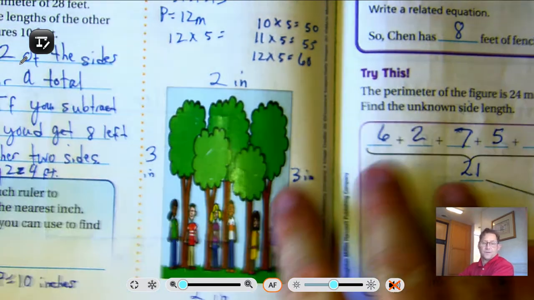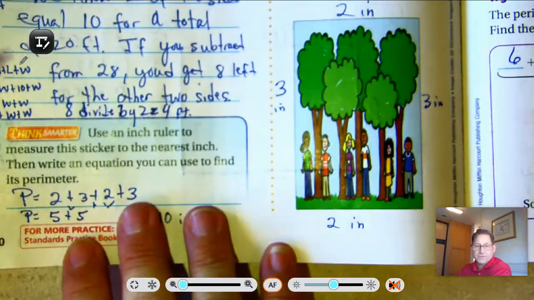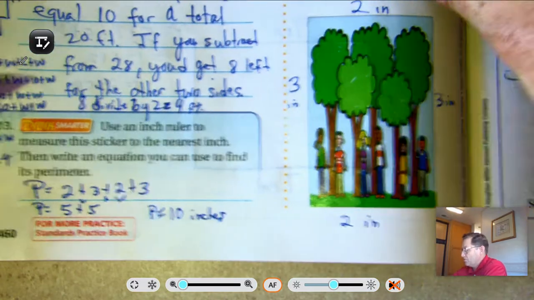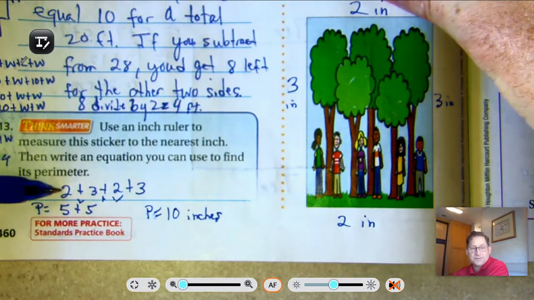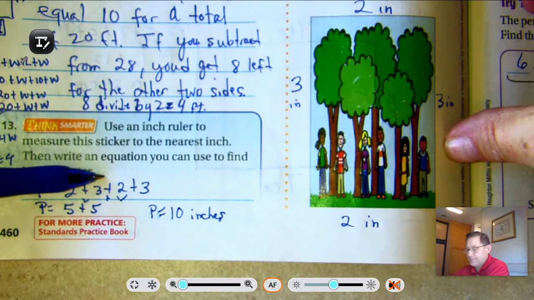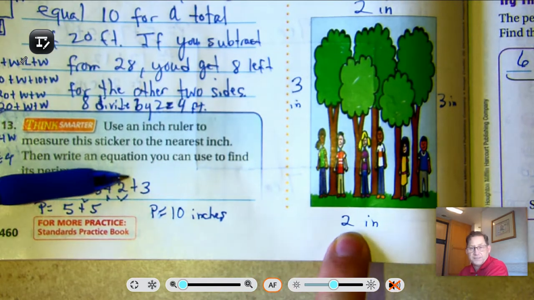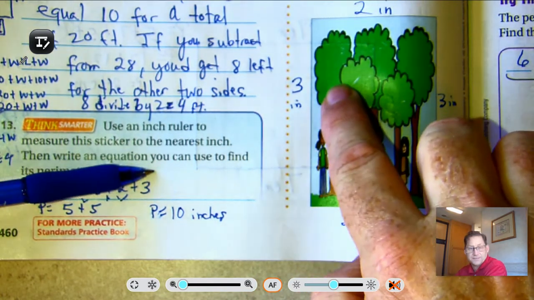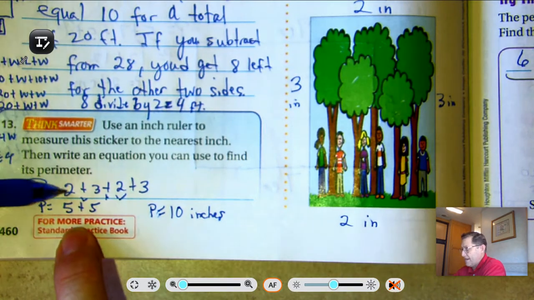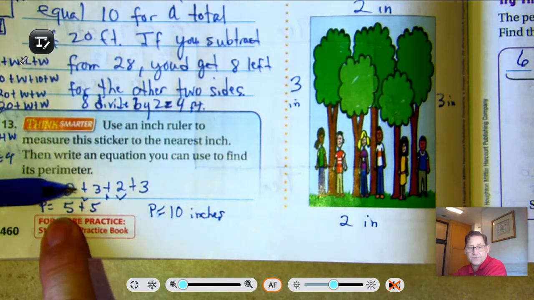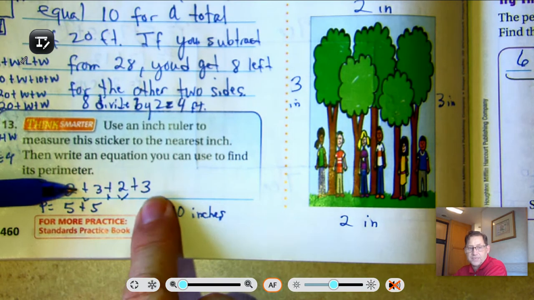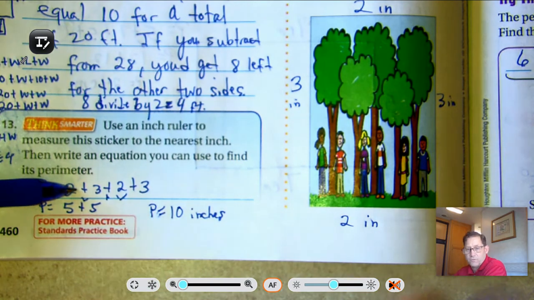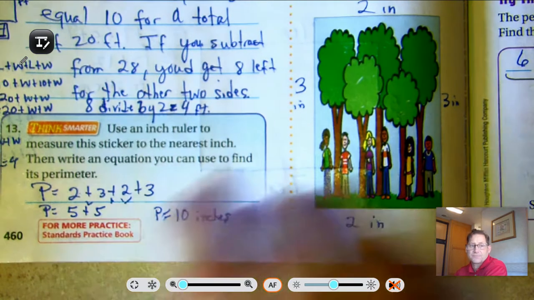inches. Okay, so sorry about that. Let me repeat what I just said. So we had one side of 2 inches plus another side of 3 inches plus 2 inches plus 3 inches, which if I add up two of the sides would give me 5. The other two sides add up to 5. So we have a perimeter of 10 inches.